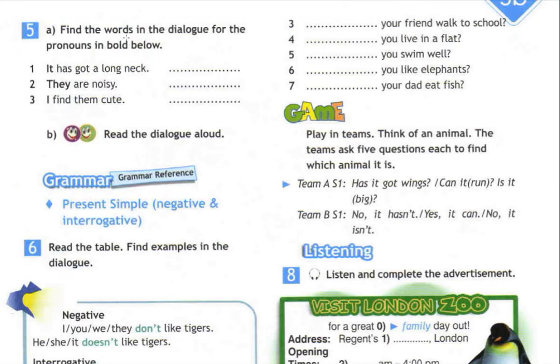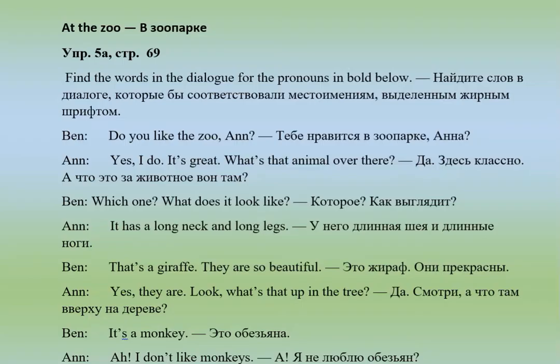Boys and girls, we begin our work. And now open your books, please. Page number 69. Exercise number 5, letter A. Find the words in the dialogue for the pronouns in bold below. Найдите слова в диалоге, которые бы соответствовали местоимениям, выделенным жирным шрифтом.